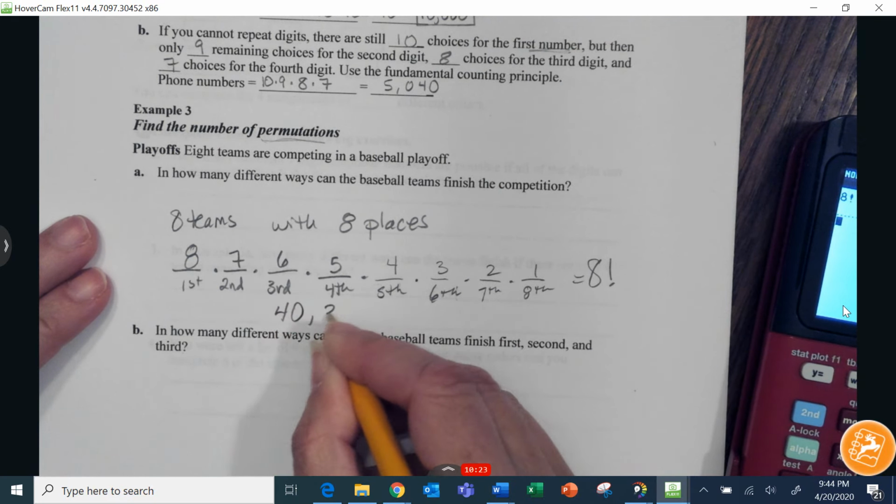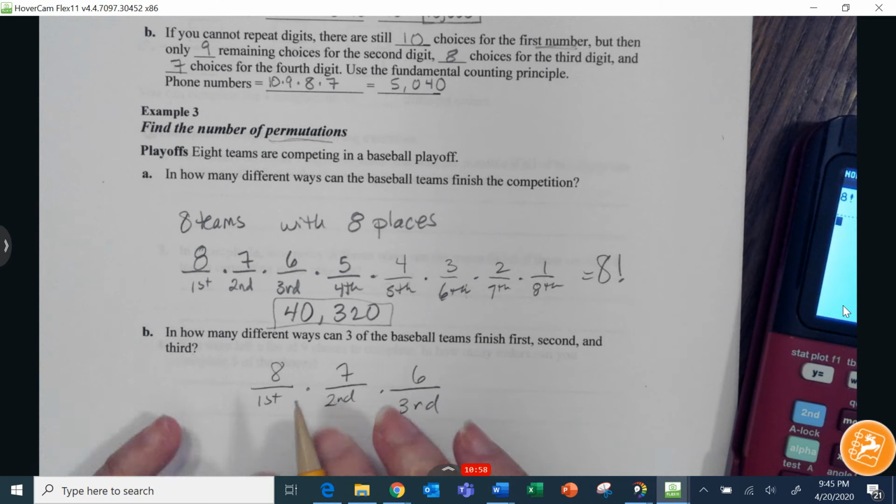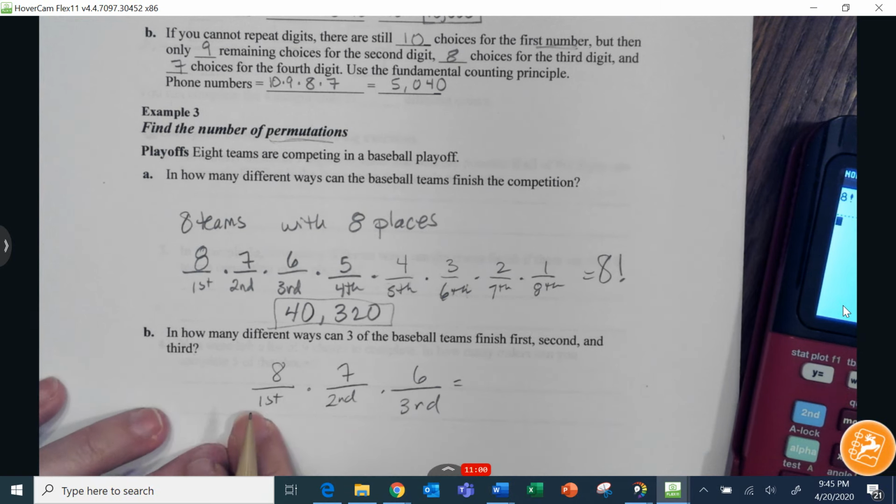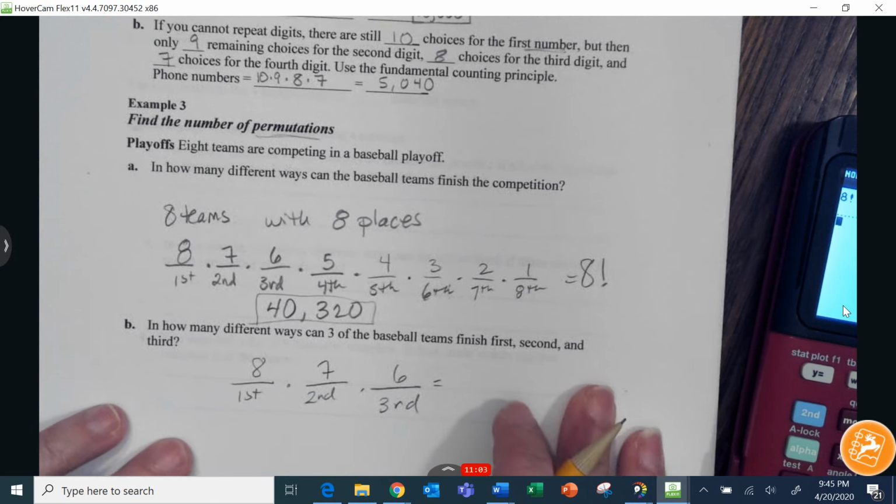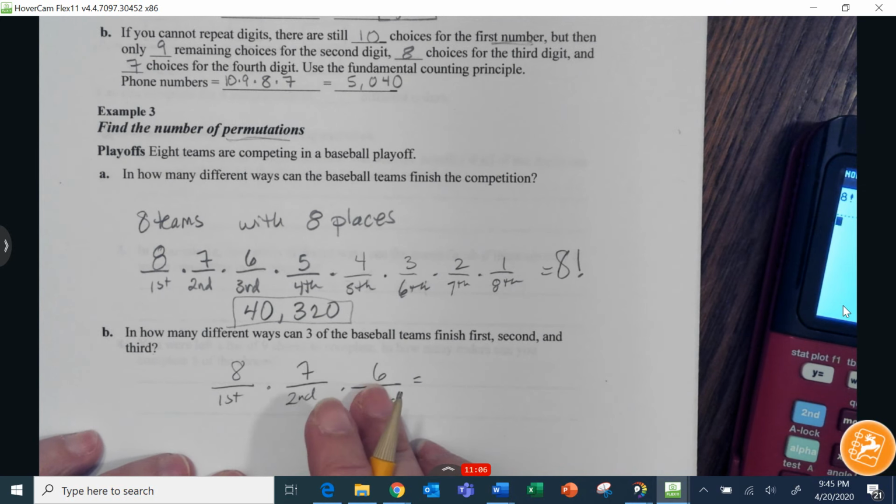Now, how many different ways can 3 of the teams finish first, second, and third? So we've got first, second, and third. First place could be any of the 8 teams, but whatever team gets first cannot also get second. So we have to take one away. 7 teams left to get second. And then to get third, we have 6 teams left. We don't need to put any more teams in it because we're just asking how many ways we can get first, second, or third. So we're going to use our fundamental counting principle. We're going to multiply these 3 numbers together, and we get 336.